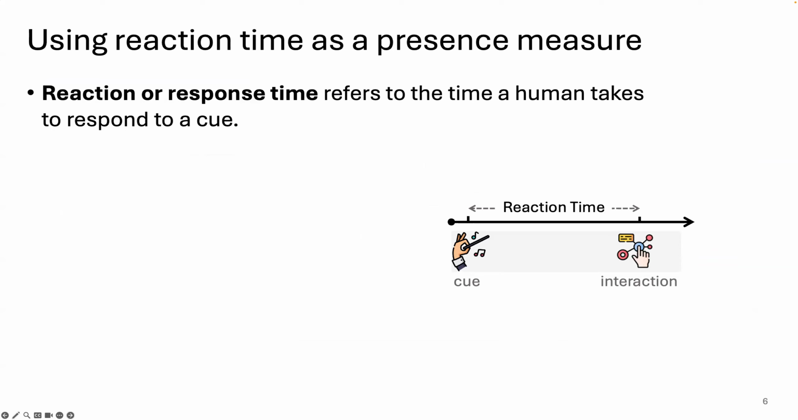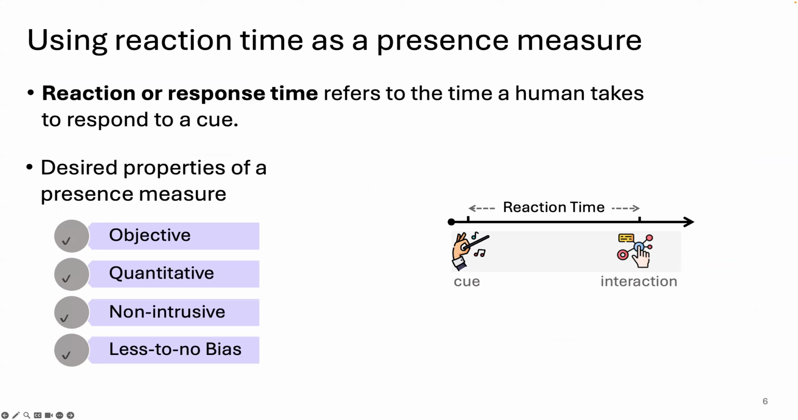We come up with a proposal of reaction time as a presence measure. The reaction time or response time is the time it takes for a user to respond to a cue. And the hypothesis we have is that a user takes longer to respond to a cue if they are not feeling present in an environment than a user who can actually immediately respond and react.